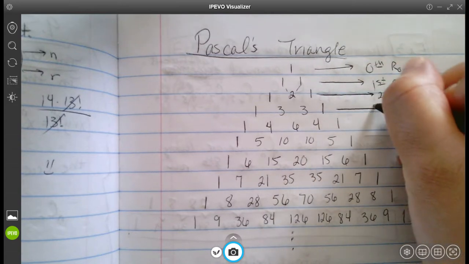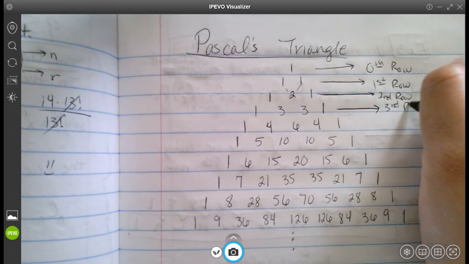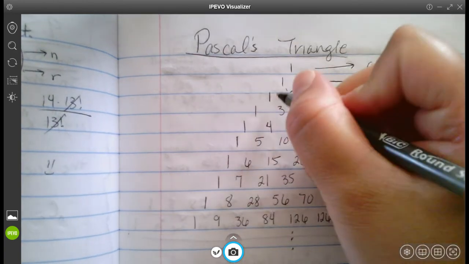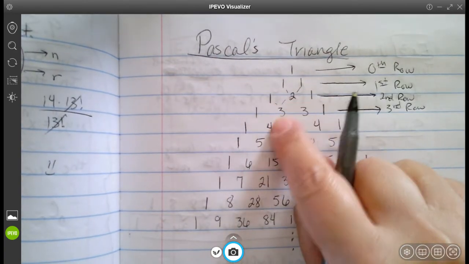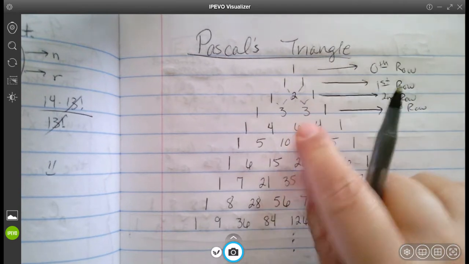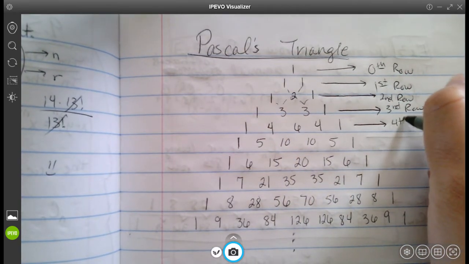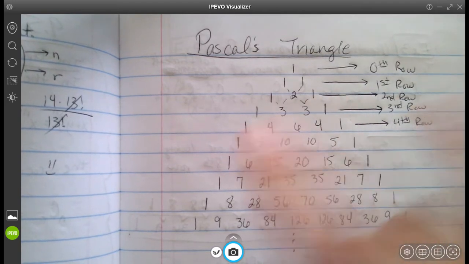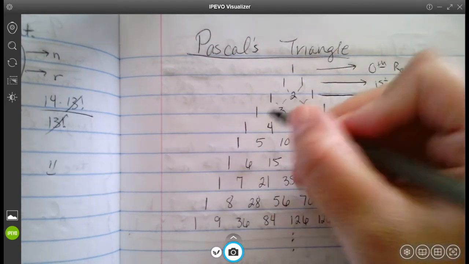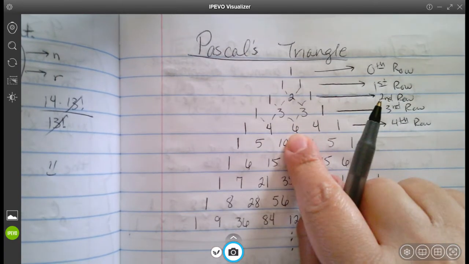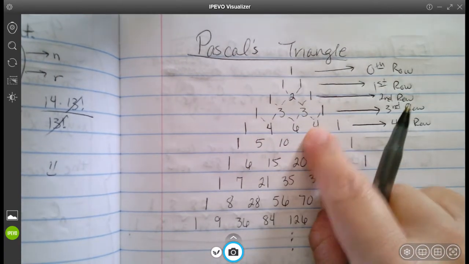For the third row, well, we end with the 1s again, but now we're going to be adding those two numbers. So 1 plus 2 is 3, 2 plus 1 is 3, and there's my 1. Fourth row, well, we end with the 1s again, and now we're doing 1 and 3 is 4, 3 and 3 is 6, 3 and 1 is 4, and there's my 1.